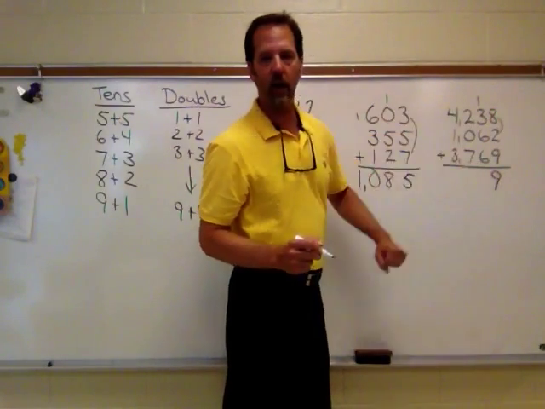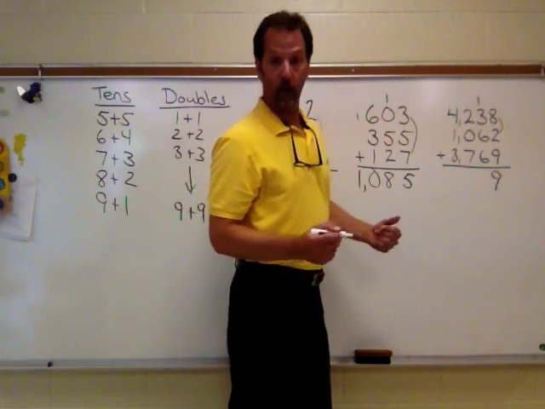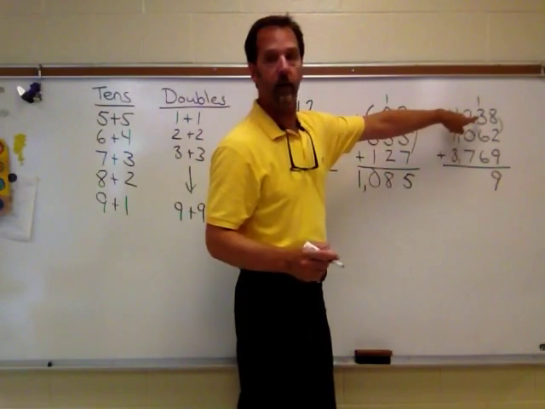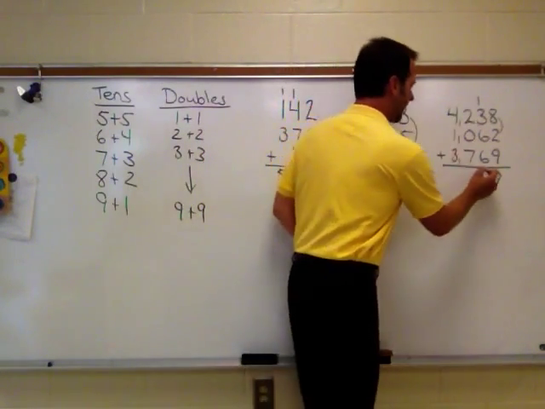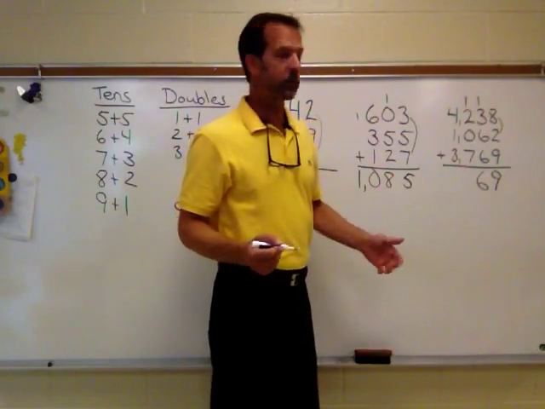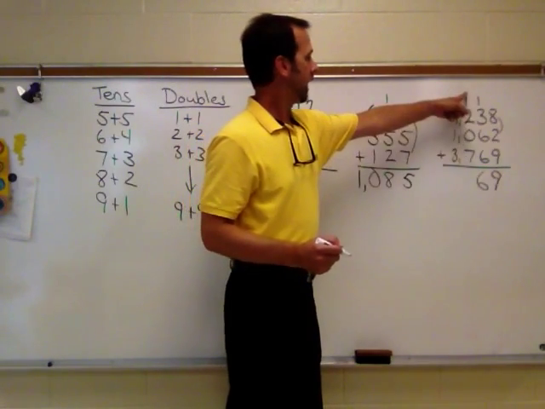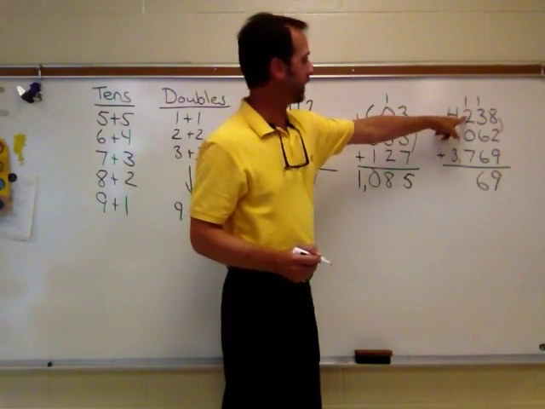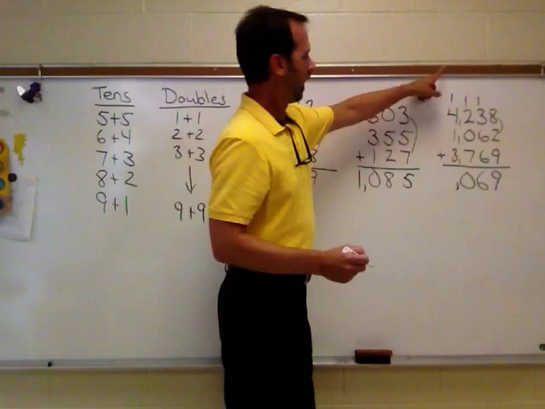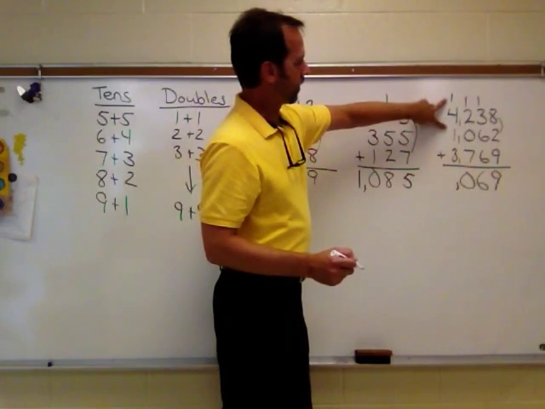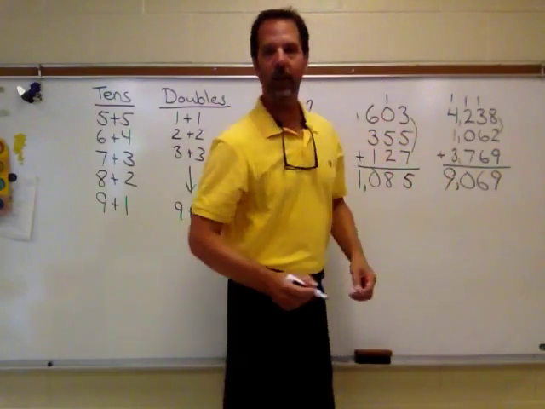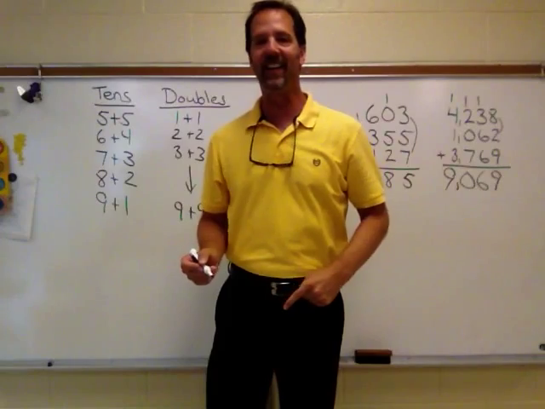Any tens in the tens column? No. Any doubles? Yes. 6 and 6. 6 and 6 is 12. 12 and 3, 15. One more, 16. Leave the 6, carry the 1. Any tens here? No. Any doubles here in the hundreds? No. Add here 1 and 2. That's 3. 3 and 7. There's a 10. We're going to leave a 0, carry the 1. We have 1 and 4 is 5. 5 and 1 is 6. 6 and 3, 9. And we get 9,069. Is that what you got? I bet it is. Okay?